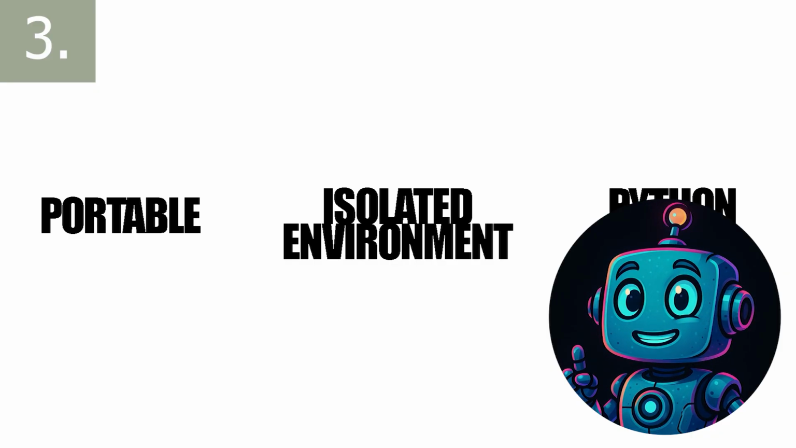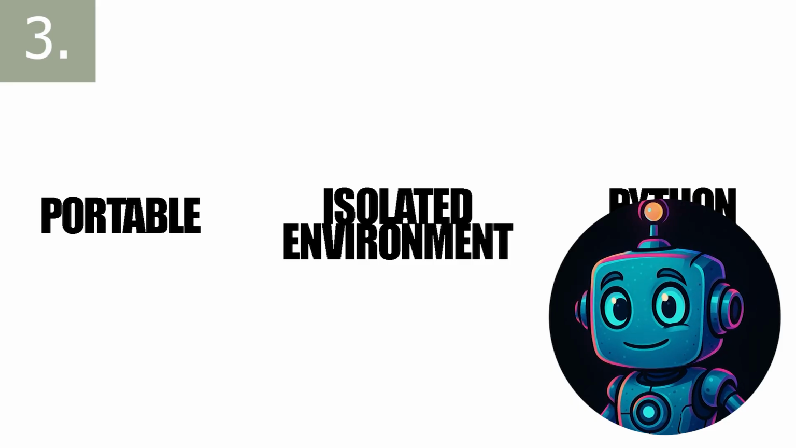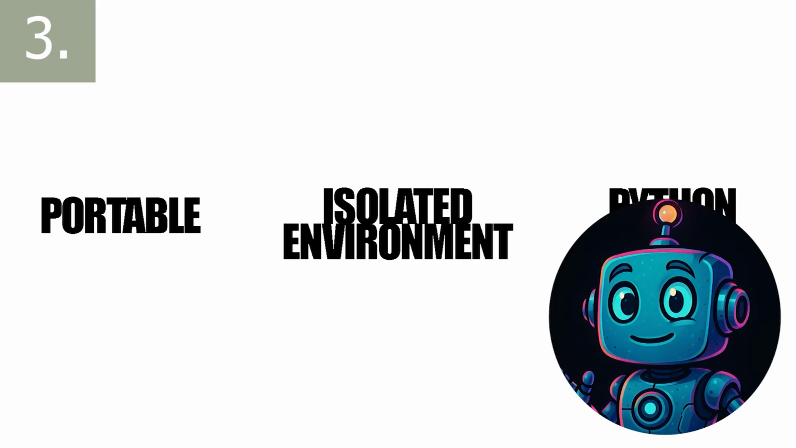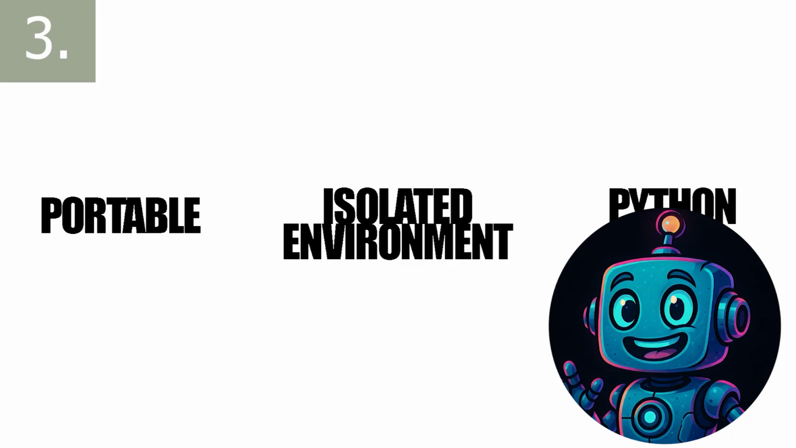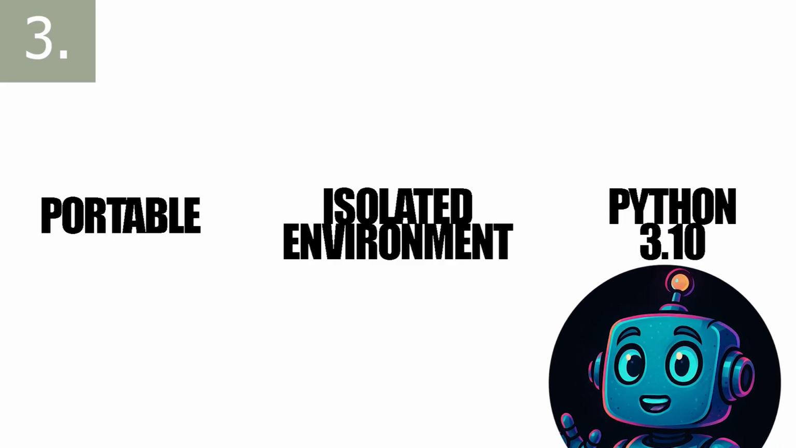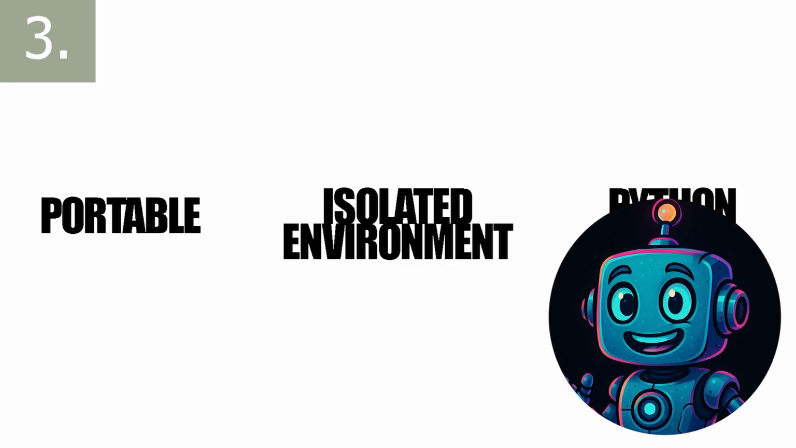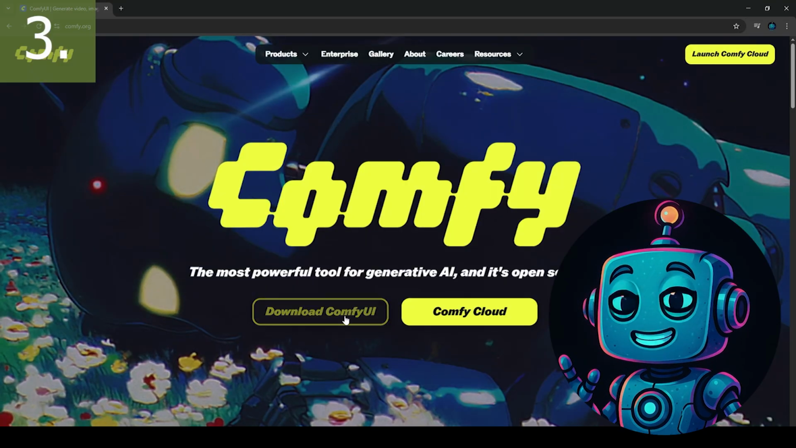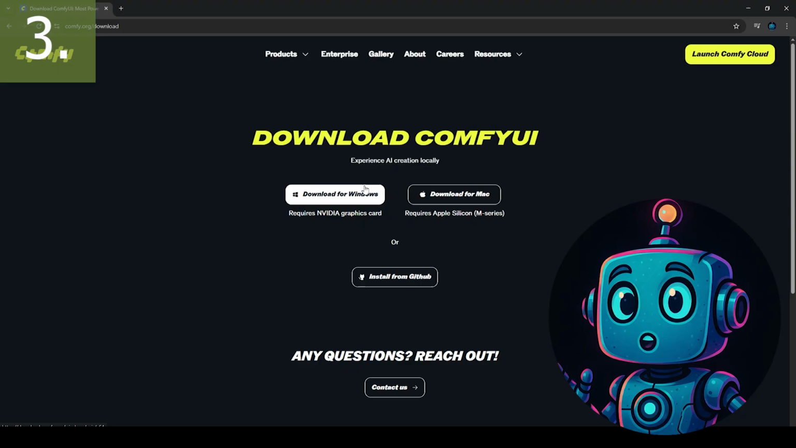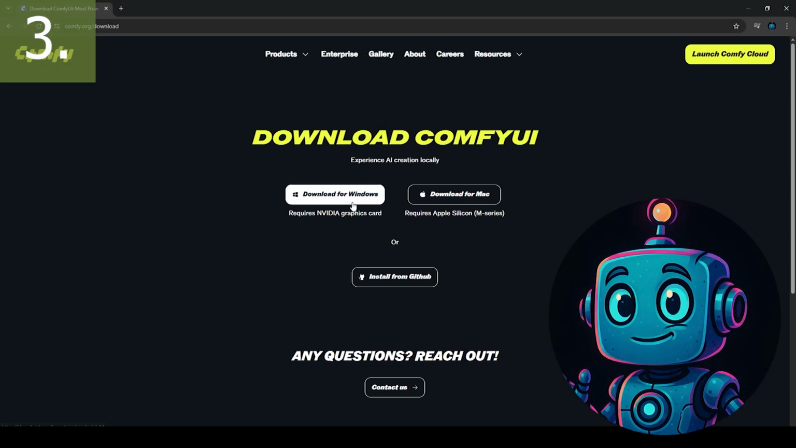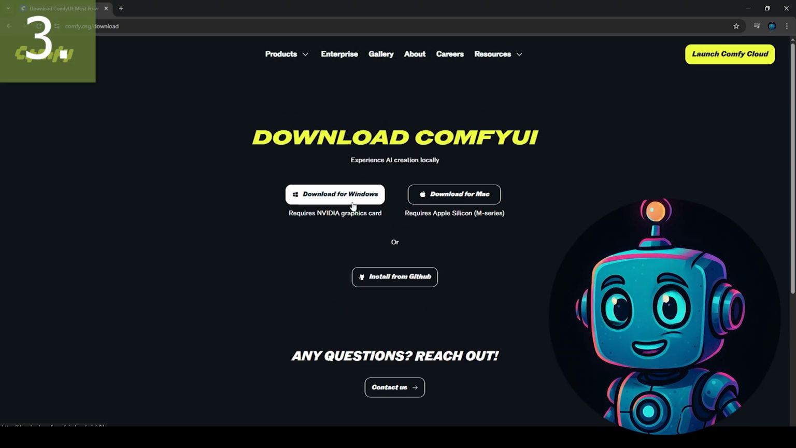Third, we'll install the most stable and reliable Python version. By choosing a specific version, Python 3.10 in this case, we avoid many of the errors introduced in later releases. Now, if you download the portable version from the official website, ComfyUI will be installed, but not with these specific configurations. That's why, in this tutorial, I'll show you how to do everything manually, step by step.